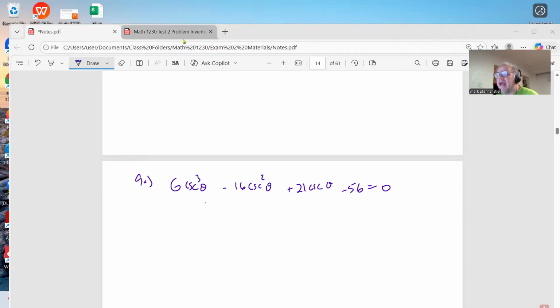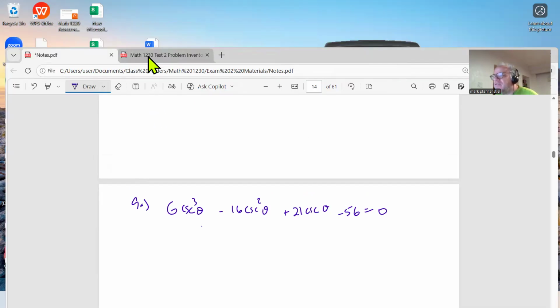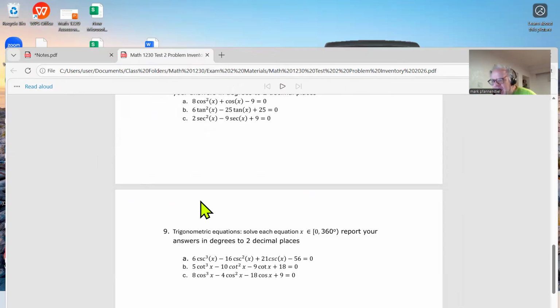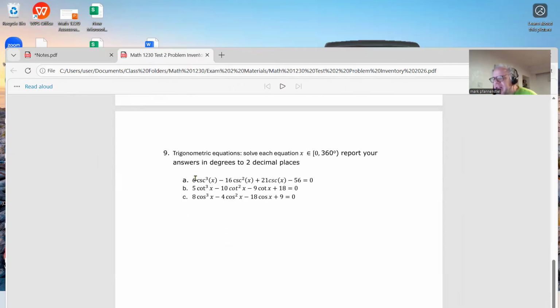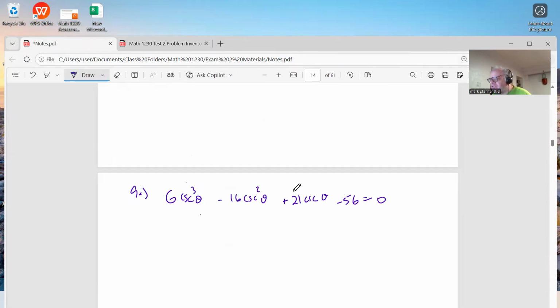We are going to be looking at the next problem for our practice test. So here we go. We have 6 cosecant cubed minus 16 cosecant squared plus 21 cosecant minus 56 equal to 0. In Algebra 2 or college algebra, you do learn some interesting ways of factoring higher degree polynomials. It's related to what they call the rational root theorem.